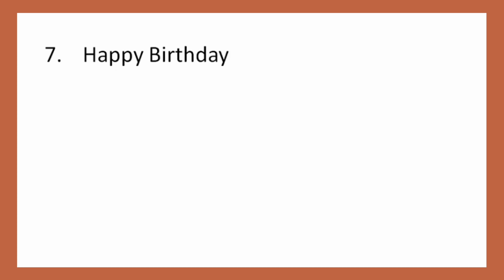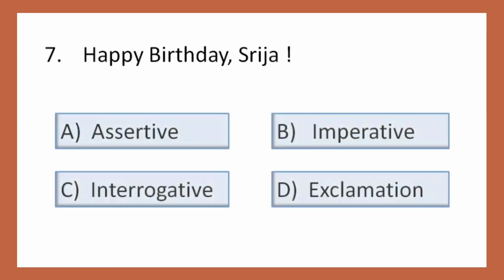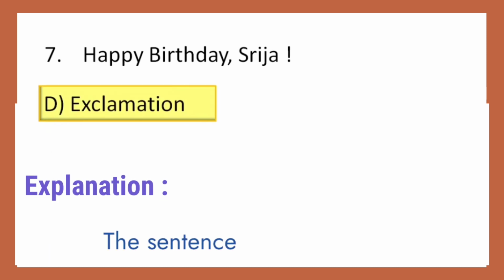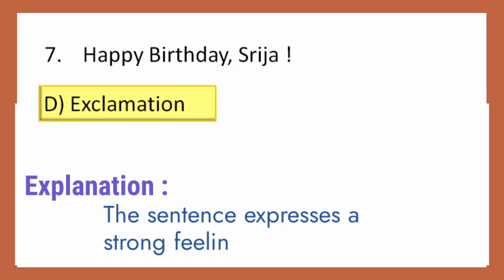Question 7. Happy birthday, Srija. Options. Option A, assertion. Option B, imperative. Option C, interrogative. Option D, exclamation. The answer is option D, exclamation. Explanation. The sentence expresses a strong feeling.